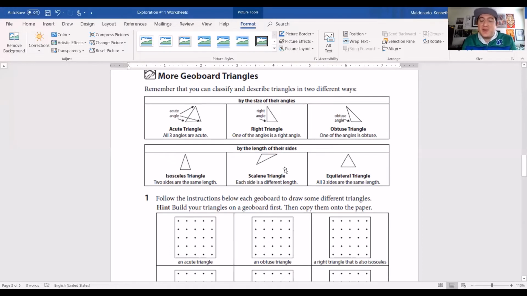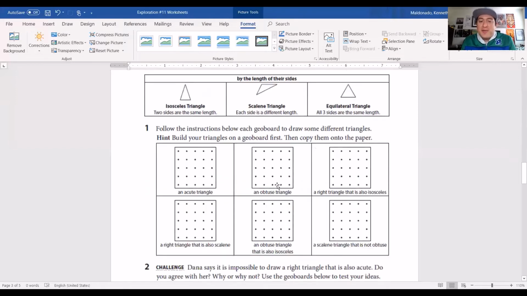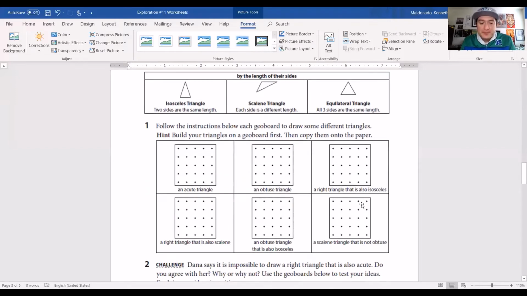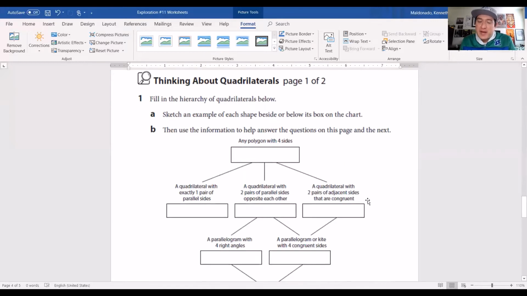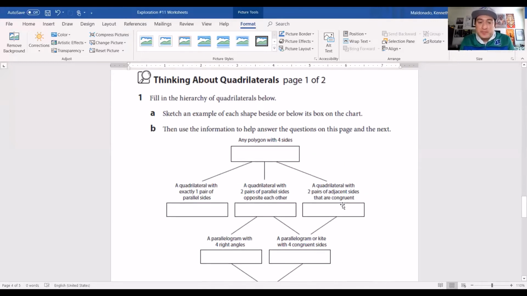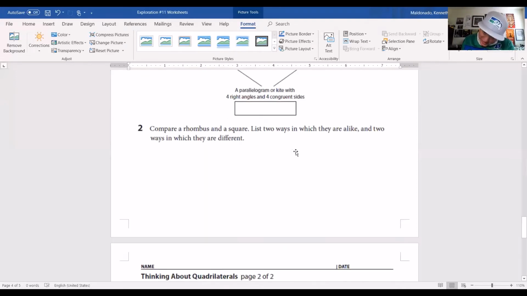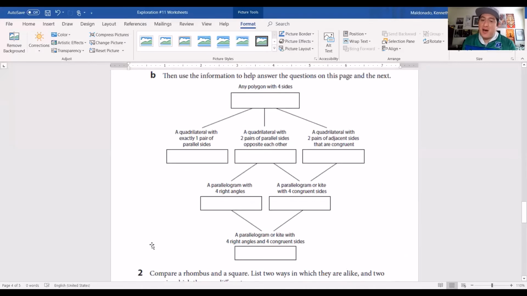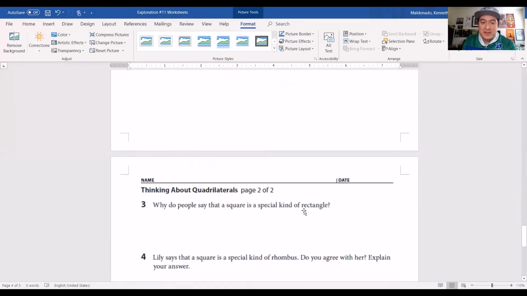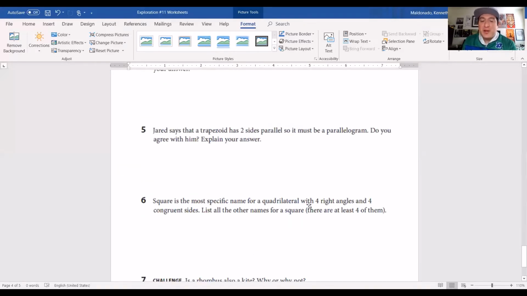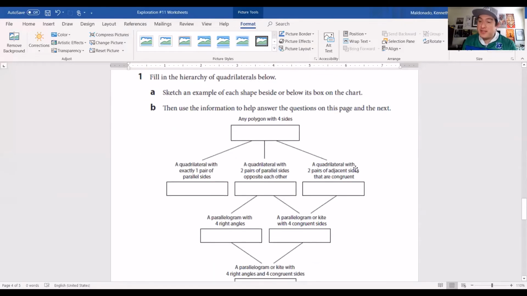It does say here that you should do it with your geoboard first. Obviously you don't have geoboards, so I would just practice here and then you can erase. And then the last 2 pages are the quadrilaterals. This should look very familiar to what I did. If you need to go back and look at the video again, I would highly recommend that, because it looks very similar to this. All the questions you're going to be answering are based off of this hierarchy of quadrilaterals, so just be wary that you should be looking at all of this.